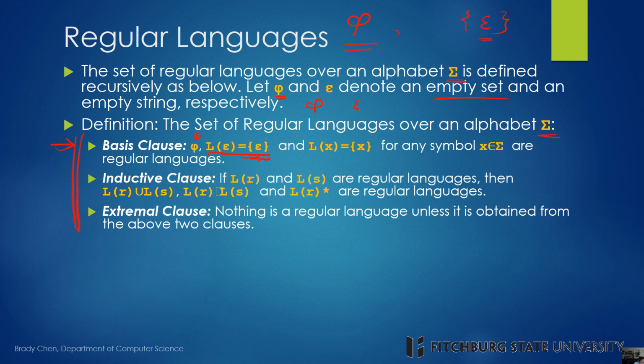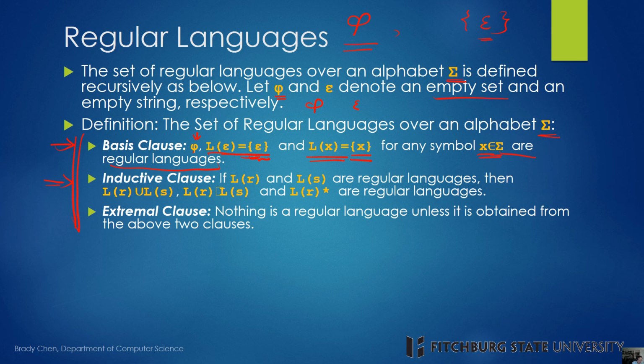So these two, the empty set and the set containing the empty string, are regular languages. And then if x is any symbol in the alphabet sigma, then the set that contains x is a regular language. So phi, L of epsilon, and L of x are regular languages. That's rule number one.